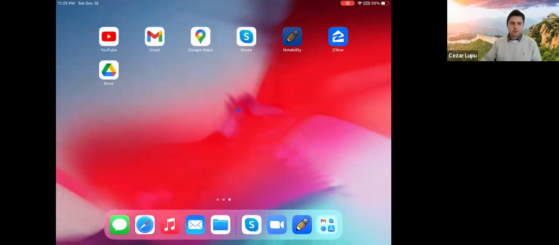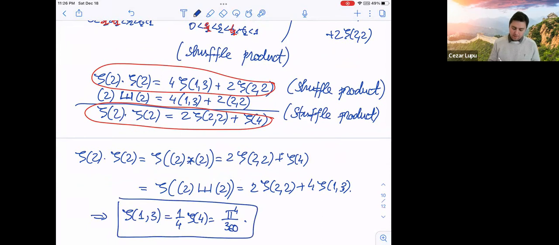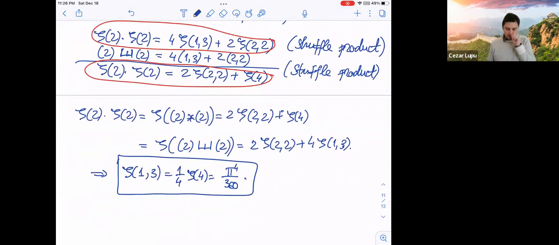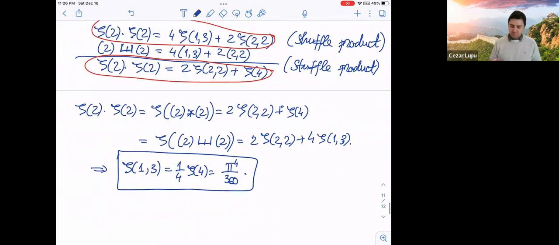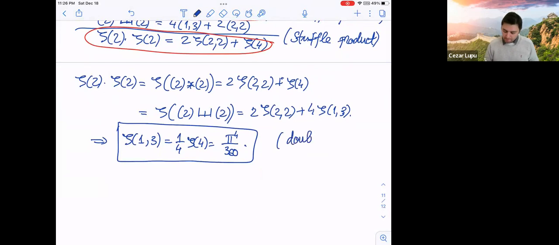And from here, just like I said, from these two, this would imply that zeta of 1, 3 is one fourth zeta of 4. This is pi to the fourth over 360. So we have these values for zeta of 1, 3. So in other words, if we look closely, we can actually characterize all these values in weight 4. But anyway, we'll put these together next time. I just want to play around with this. This procedure, when we set these two stuffle and shuffle relations equal, is what we call the double shuffle relation.